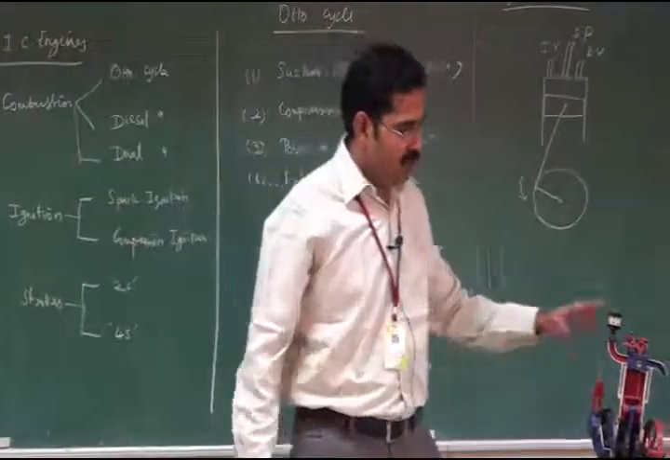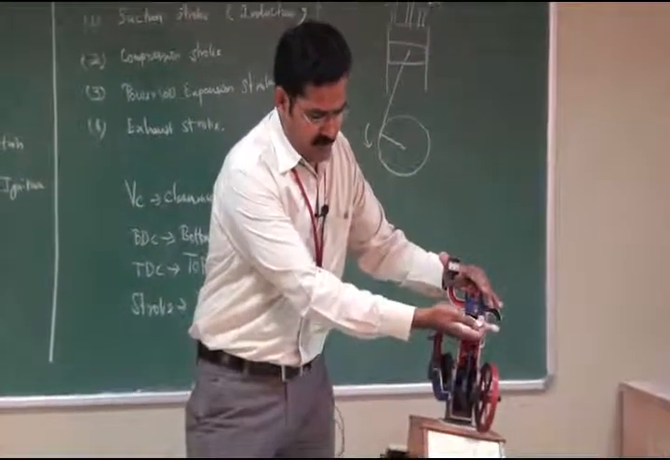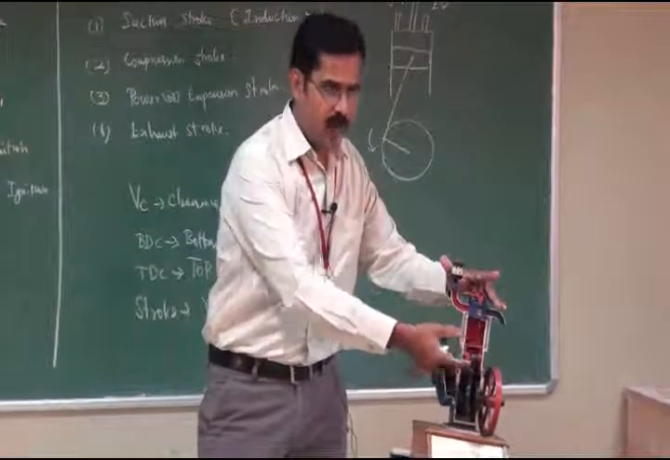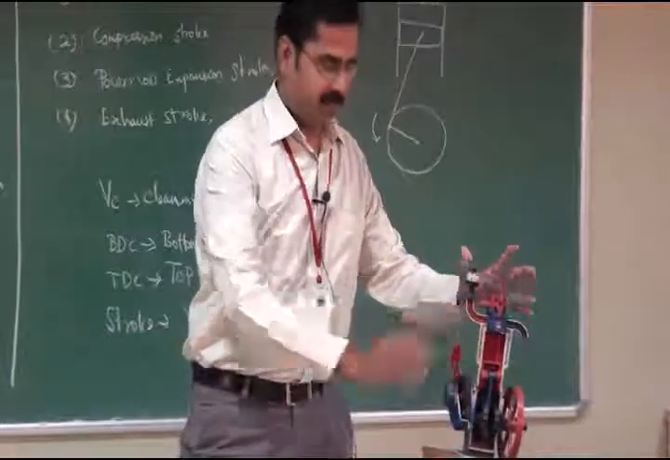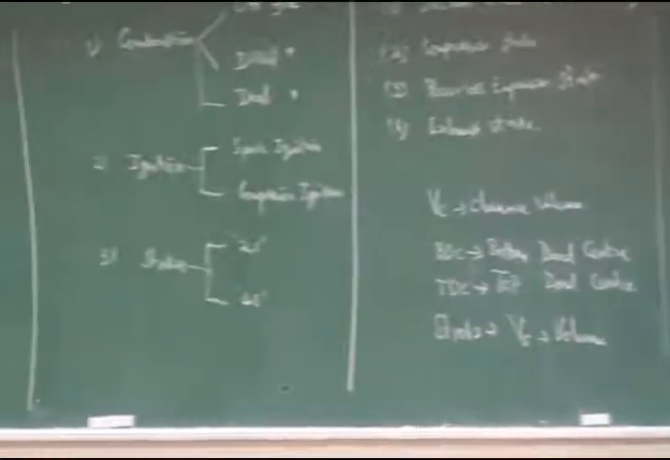Up to now we have seen what an IC engine is, what parts are available, what top dead center is, what bottom dead center is, what clearance volume is, what stroke volume is, and some main functions of the parts. Now we are going to see the working principle of the Otto cycle. First stroke.